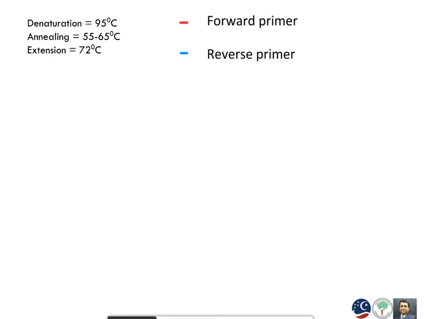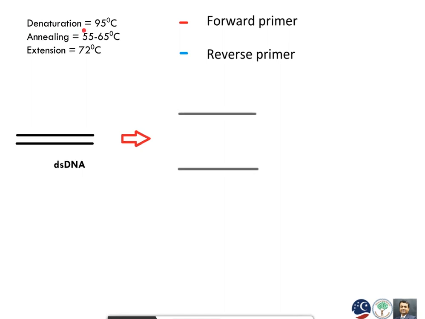So now let us see what is actually happening in the PCR. Let us imagine this is a double-stranded DNA of which we want to make millions of copies. So first, we go to the first temperature cycle which I have mentioned here, the denaturation step, at 95 degrees centigrade. So the double-stranded DNA is now denatured.